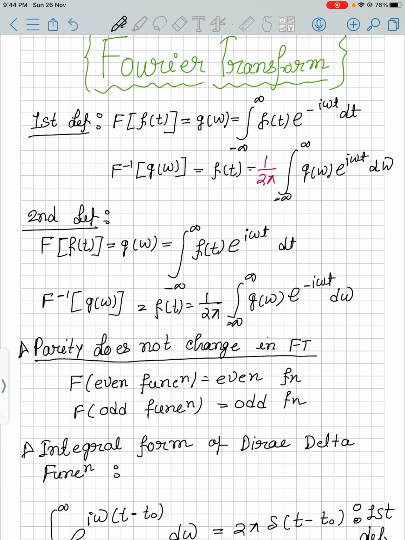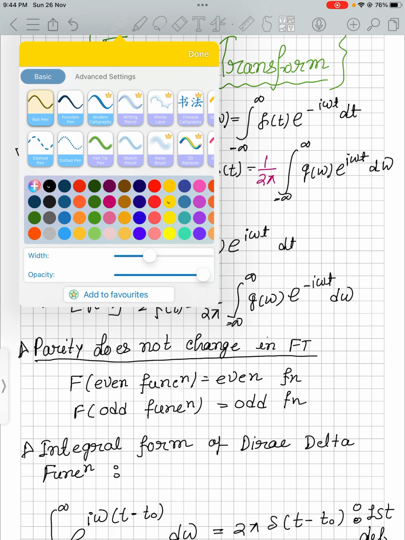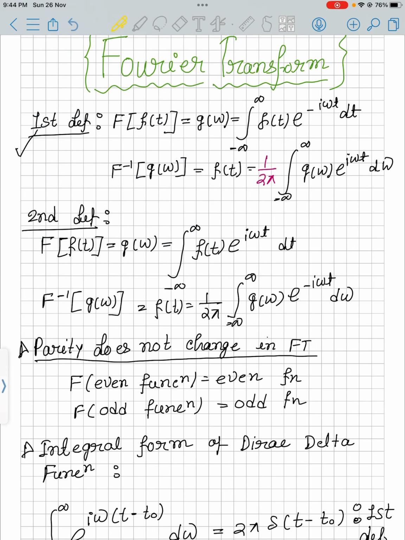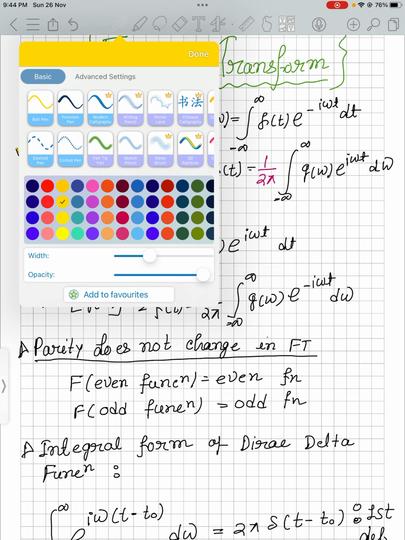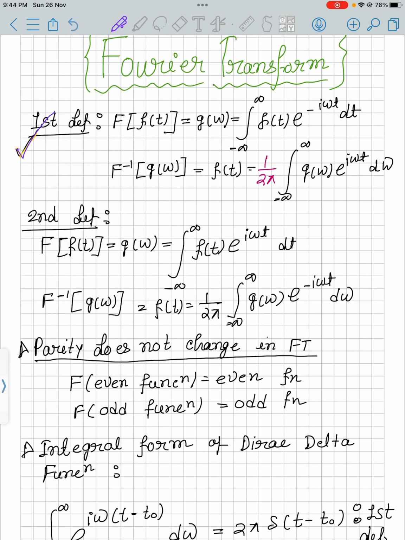Let's discuss the Fourier transform. As you can see, I have already written down the formulas, and I will dictate them. First definition, there are two definitions. I will use yellow color. Okay. First definition, I think this is not visible clearly, so I use violet. So first definition and second definition, there are two types of definition in the Fourier transform.